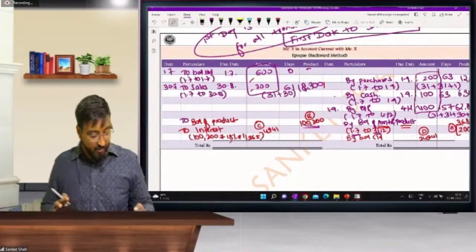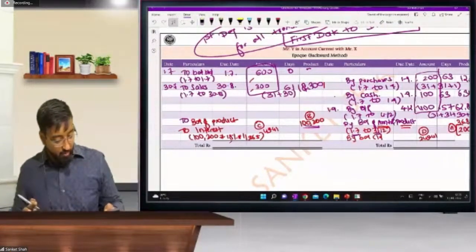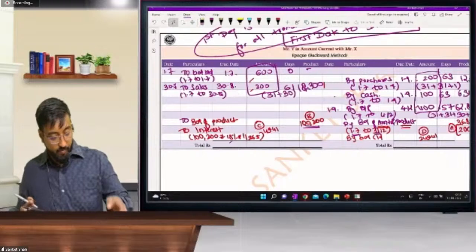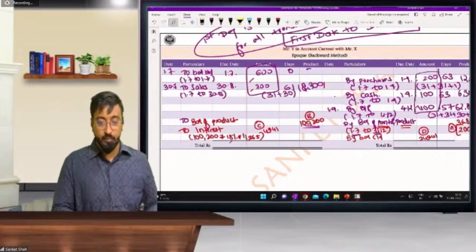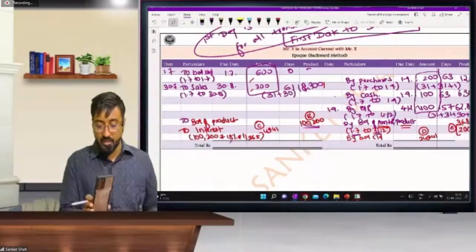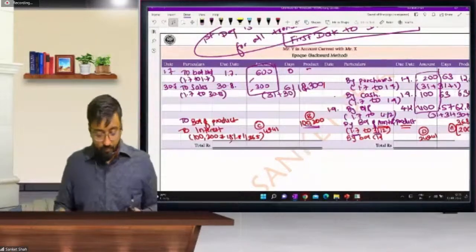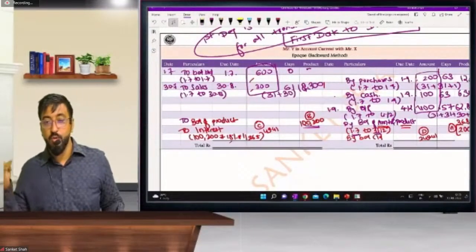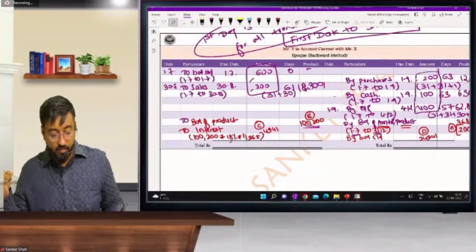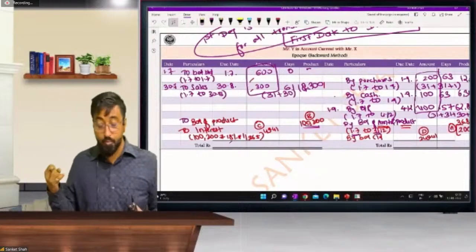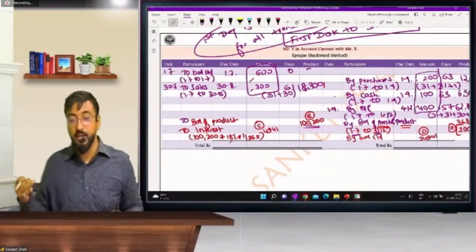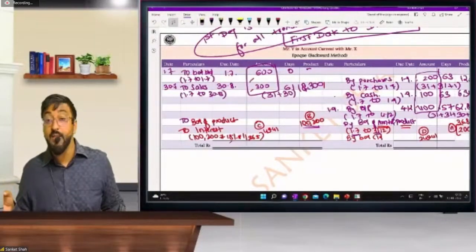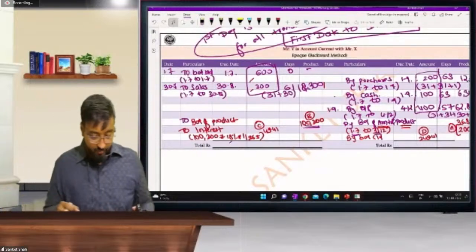Arshdeep is saying, sir, product method. Last method. So you understood balance method, you understood product method, you understood interest method, and in product method there are two methods. One is epoch method and forward method.